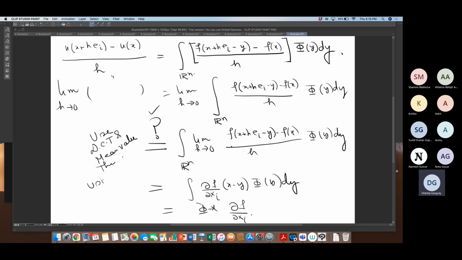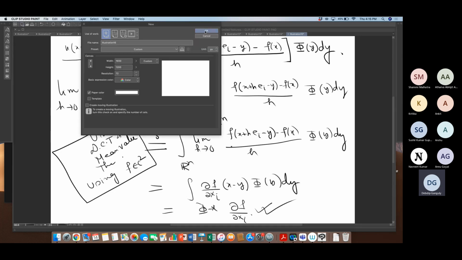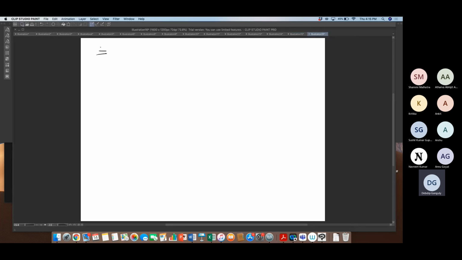And using the fact that f is C2, after that we use that phi is again L1 log. Good, very good. Correct? So these imply del u by del xi exists.